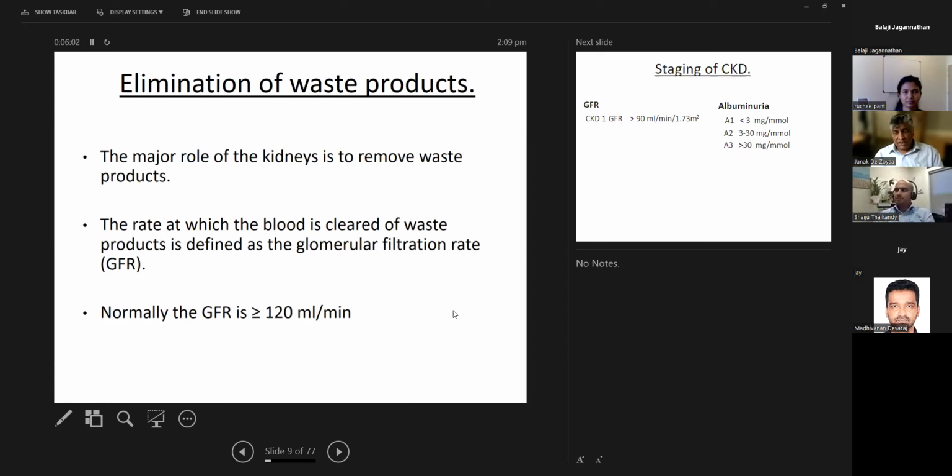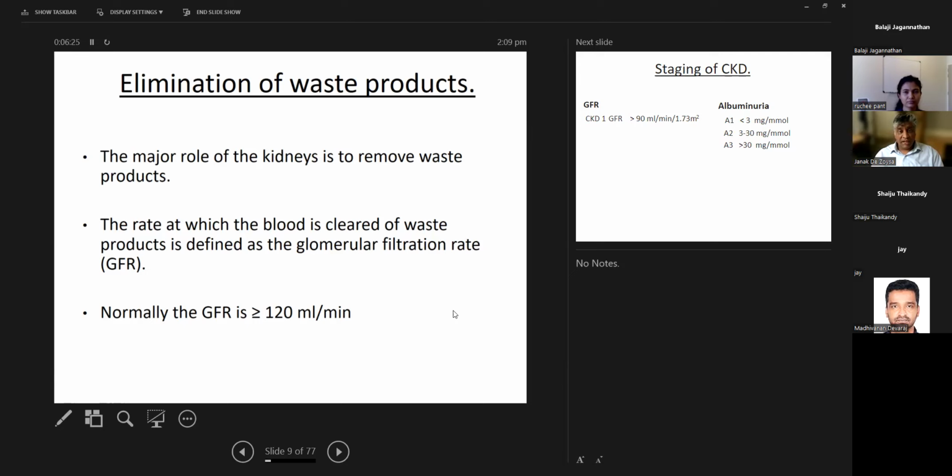So the key role of the kidney, in my head, or the major problem we see, is where there's a problem with elimination of the waste products, typified by an increase in the creatinine, which is mimicked by a decline in the glomerular filtration rate. And so the glomerular filtration rate is the rate at which blood is cleared of waste products.